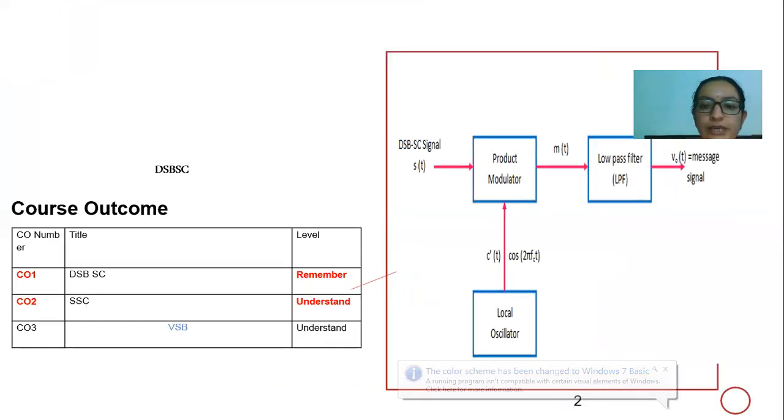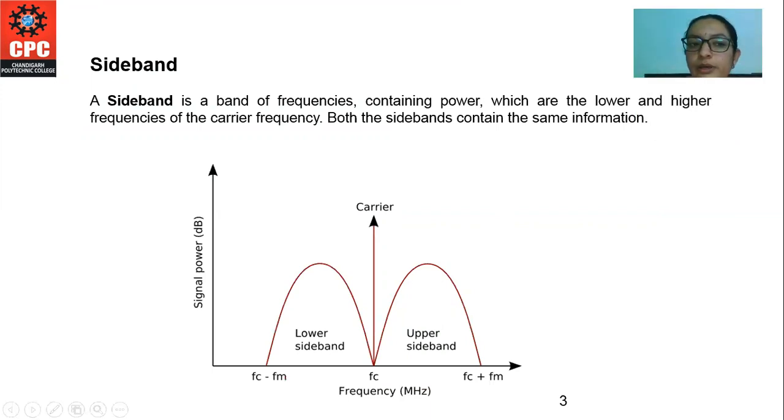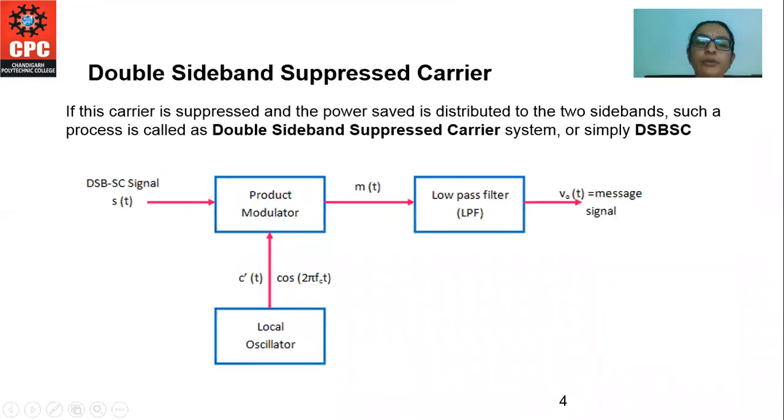So, what is a sideband? A sideband is a band of frequencies containing the power, which are the lower and higher frequencies of the carrier frequency. Both sidebands contain the same information. On the screen, you are able to see the frequency bands, that is the lower sideband and the upper sideband, and the carrier in between, that is FC. So let us start with the different sidebands.